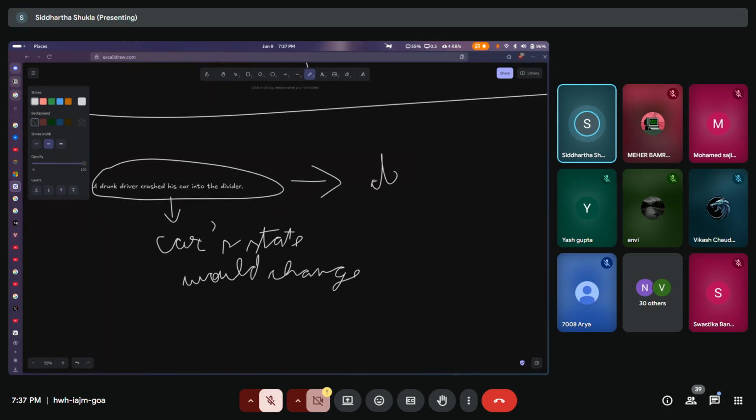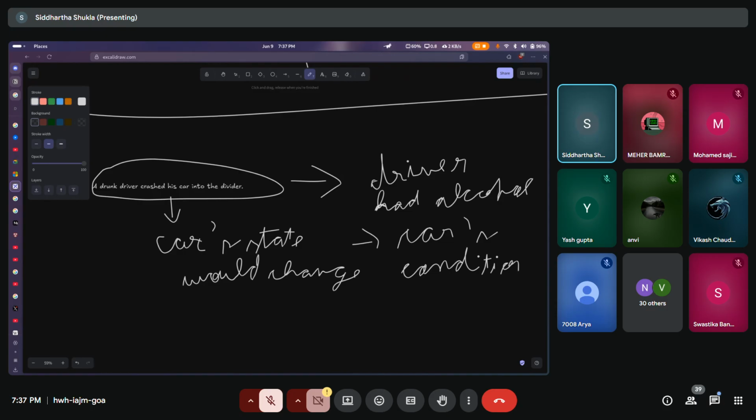This implies that the driver had alcohol, and it also implies that the car's condition was damaged. The car was damaged, and it also implies that the divider may have also been damaged, and it implies that the driver was speeding up or hallucinating or something along those lines.